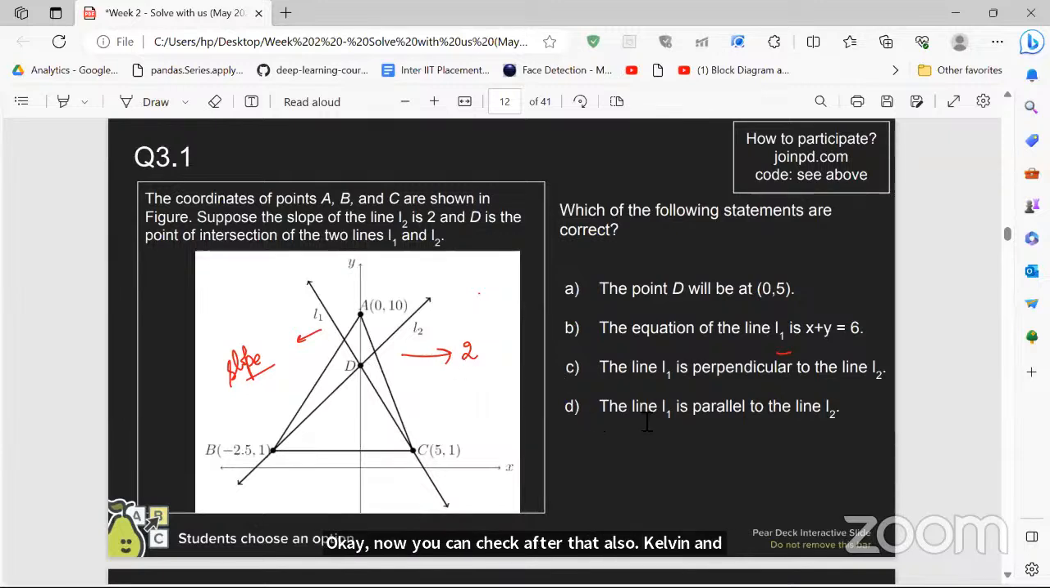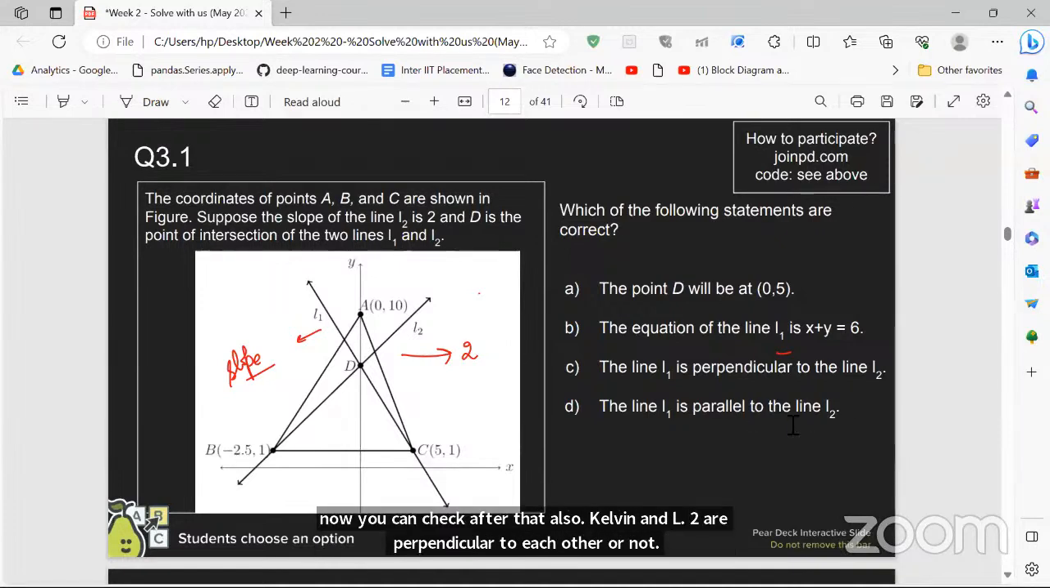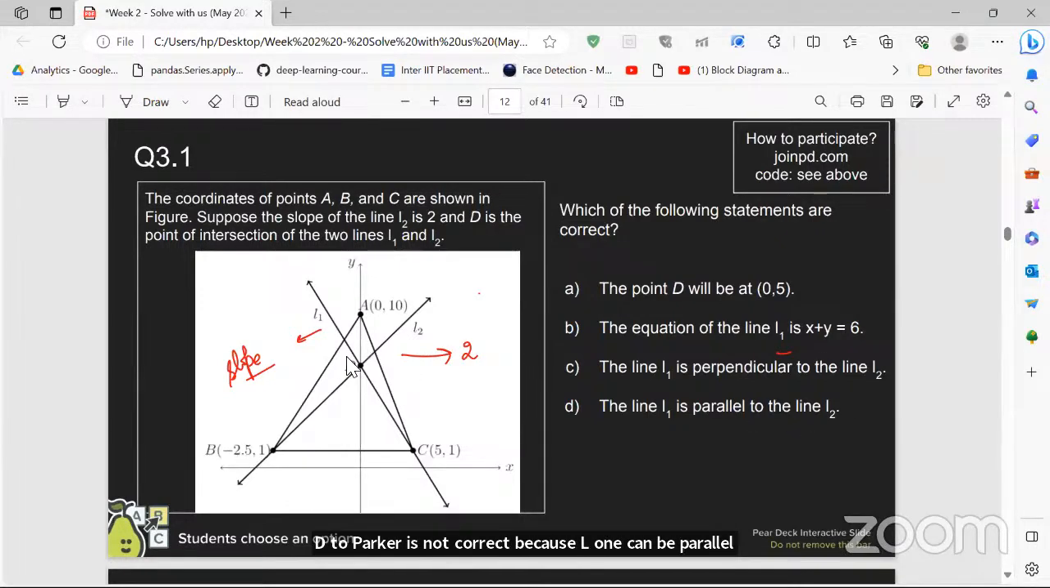D is surely not correct, because L1 can't be parallel to L2. If it is parallel, then it can't cross, it can't cut at any point. But here you already know that L1 and L2 are crossing at D, so D is incorrect. So now you have to check for A, B, C only. Out of these 3, are you able to solve this?